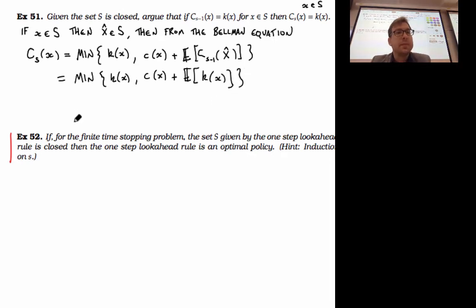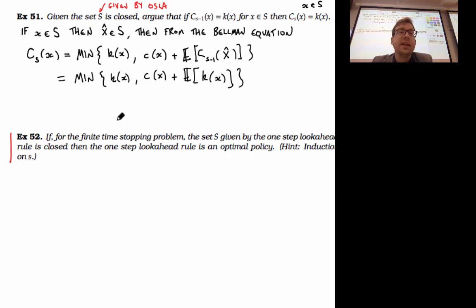Okay. So if we're applying the one-step look-ahead rule, okay, and S is the set given by the one-step look-ahead rule, I should really specify that. Where S is given by the one-step look-ahead rule. One thing is I use the abbreviation OSLA for one-step look-ahead rule. Okay, so O for one, S for step, L for look, A for ahead. A slight correction there. Okay.